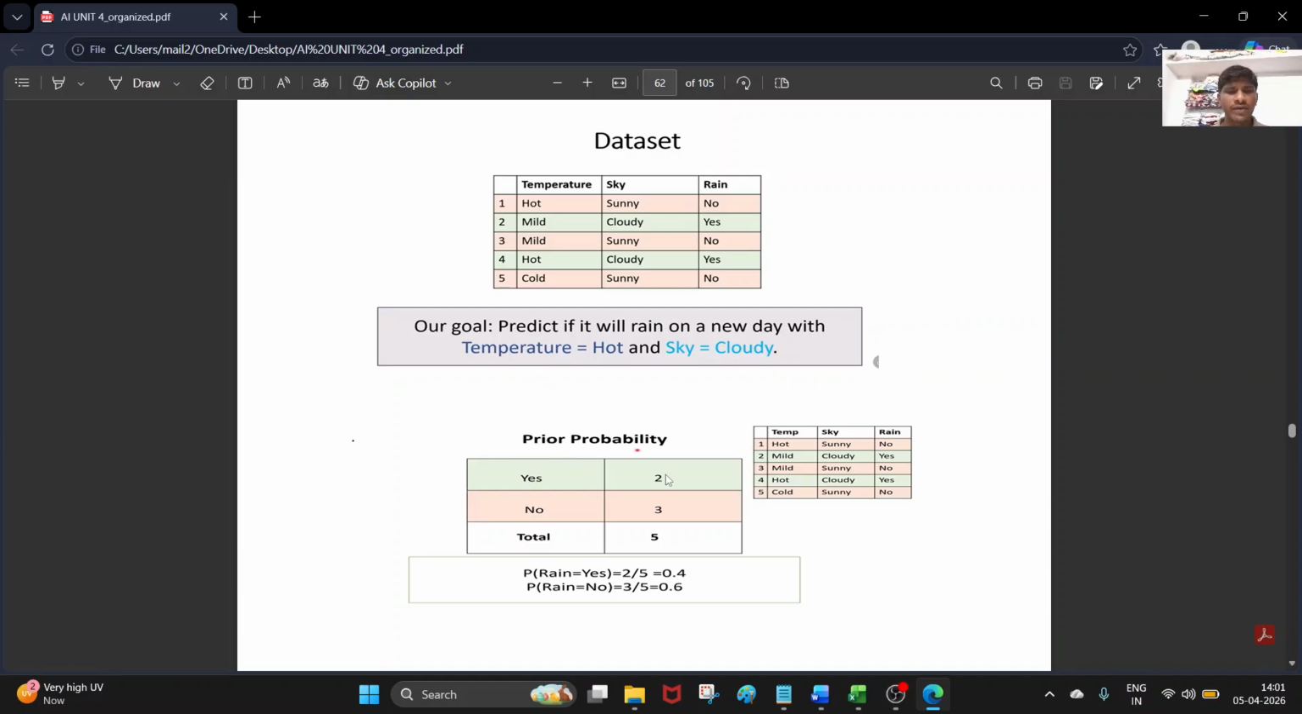First we have to calculate the prior probability. So how many yeses are here? 1, 2. 2 yeses are there. How many no's are there? 1, 2, 3. 3 no's are there. So totally how many outcomes are there? 5. So probability of rain equal to yes is 2 by 5, that is equal to 0.4, and probability of rain equal to no is 3 by 5, that is equal to 0.6.